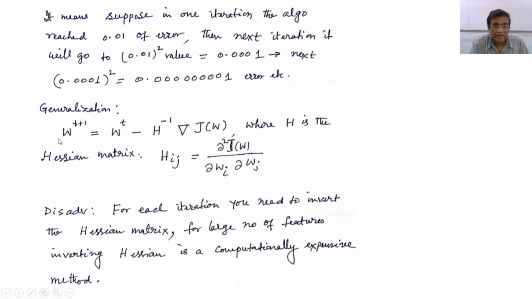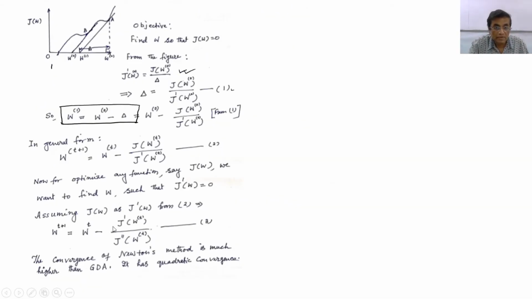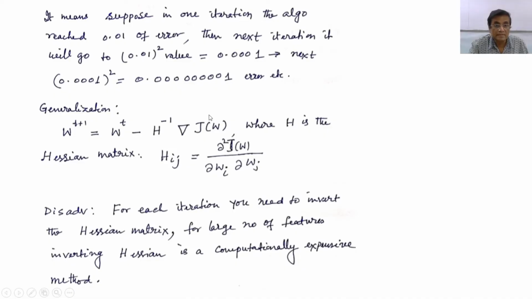So in a generalized way, I can write down the formula which you have seen here, okay, in terms of the Hessian matrix: Wt plus 1 equals Wt minus H inverse times the gradient (the delta operator) of J(w), where H is the Hessian matrix. As we have defined, the Hessian matrix is Hij equals del squared J(w) divided by del Wi del Wj, okay. So this is a great optimizer, you can try.